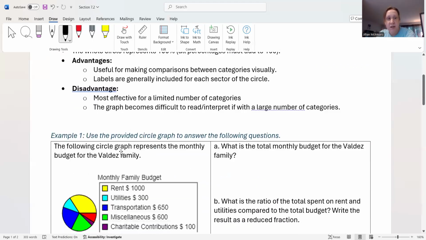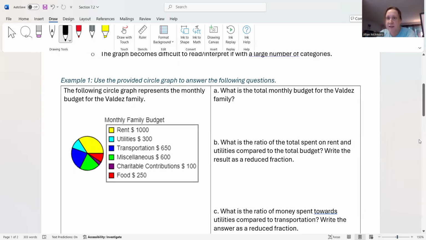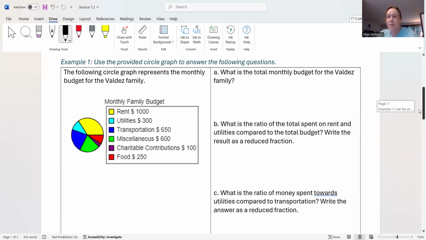Okay. So let's go ahead and look at an example. Look at that. We're going to look at a budget. This is kind of a classic example of how circle graphs are used. So the following circle graph represents the monthly budget for the Valdez family. You can see they've got it titled monthly budget.